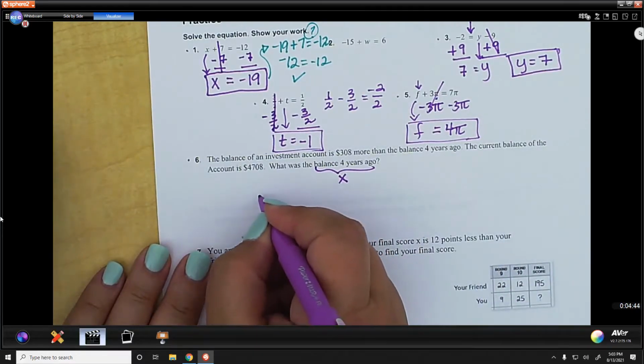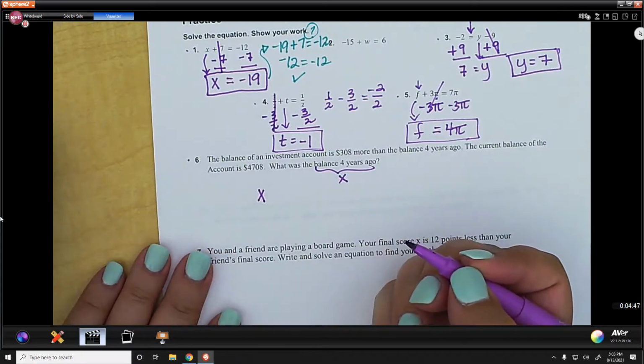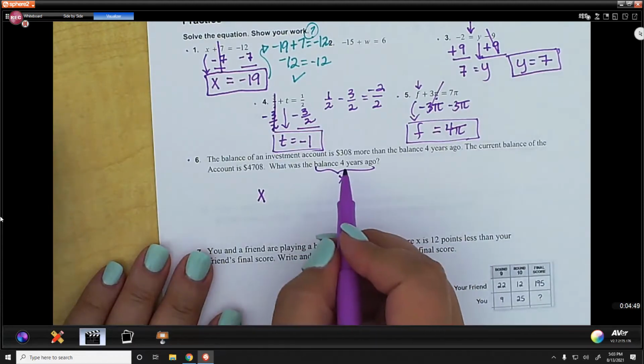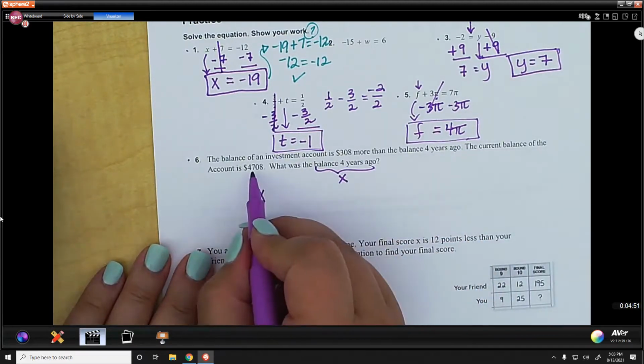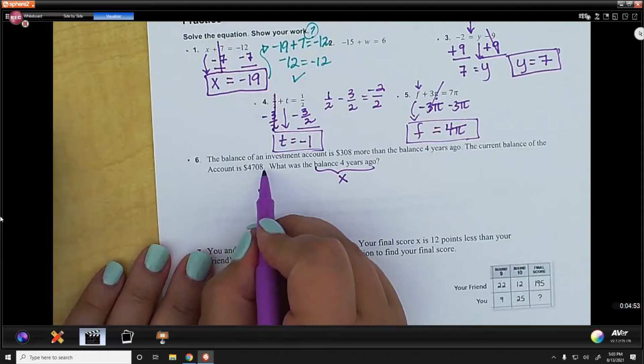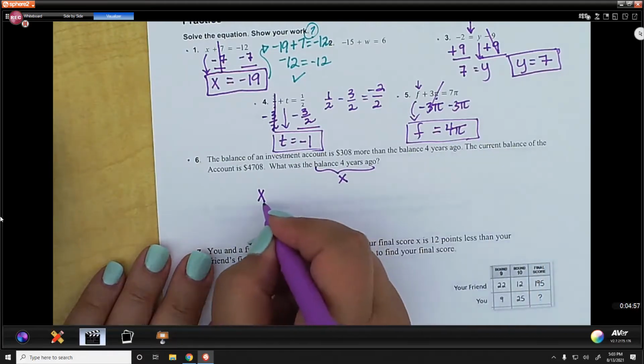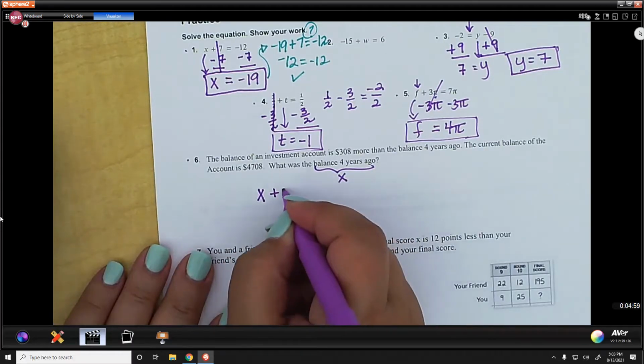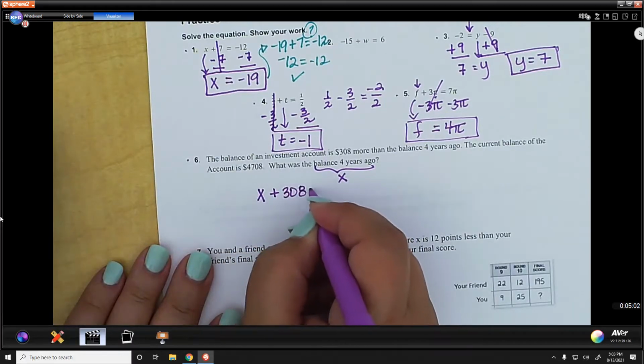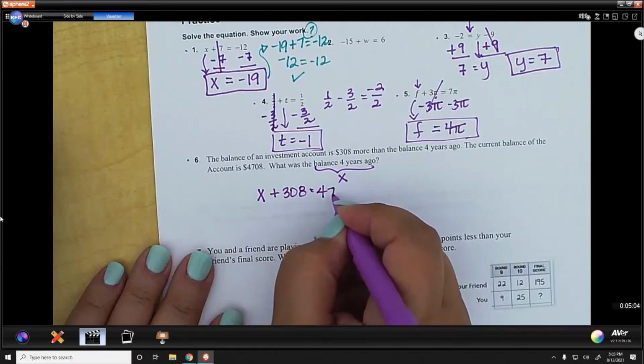I say, okay, well, I don't know what that x was 4 years ago, but I know that the balance now is, so this is our balance now, right? $4,708 is $308 more than 4 years ago. So it's this quantity plus $308 will result in the current balance.